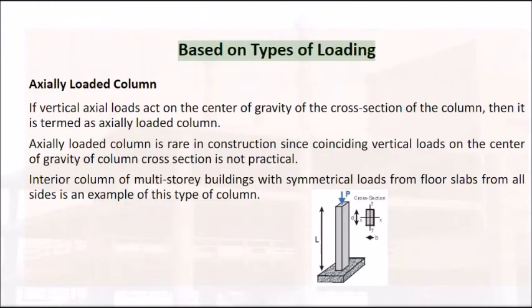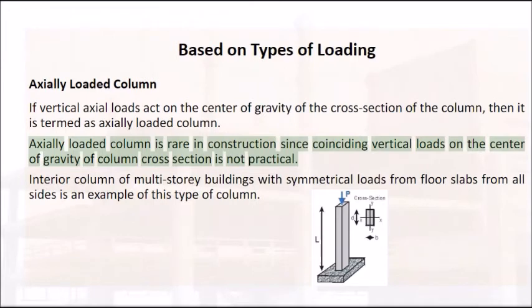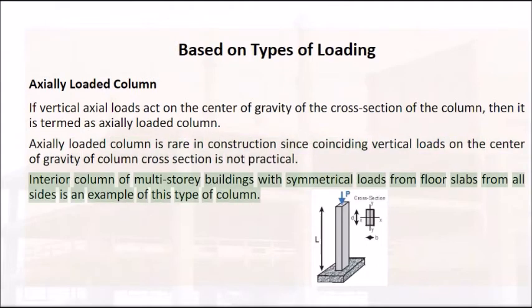Based on types of loading. Axially loaded column. If vertical axial loads act on the center of gravity of the cross-section of the column, then it is termed an axially loaded column. Axially loaded columns are rare in construction since coinciding vertical loads on the center of gravity of the column cross-section is not practical. An interior column of a multi-story building with symmetrical loads from floor slabs from all sides is an example of this type of column.